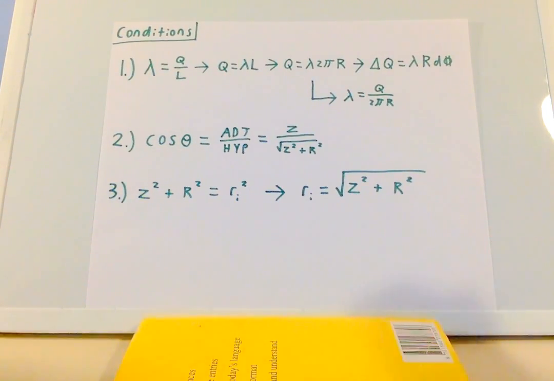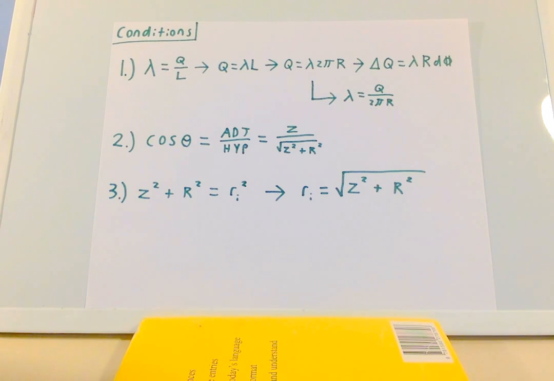Next up, let's talk about the conditions. Some things you have to recognize. Number one, the linear charge density is equal to the charge over the length, Q over L. Rearrange that to get Q equals linear charge density times L. Next, you have to recognize that L, the length, is equal to the circumference of the ring, which is 2 pi r. And finally, if you take the derivative of that, you get delta Q equal to linear charge density times R times d epsilon, that second angle we had between the x-axis and R.